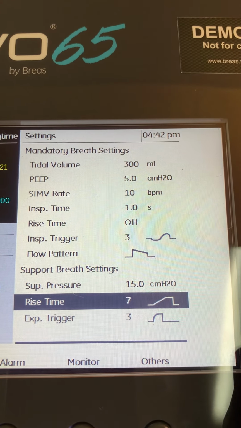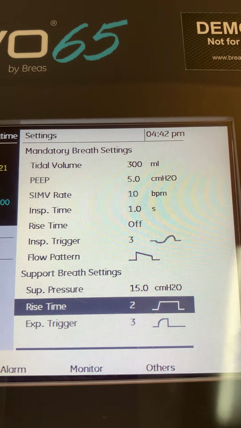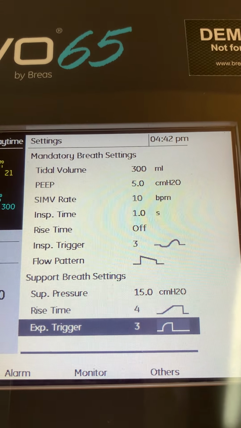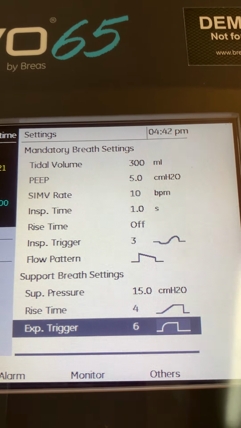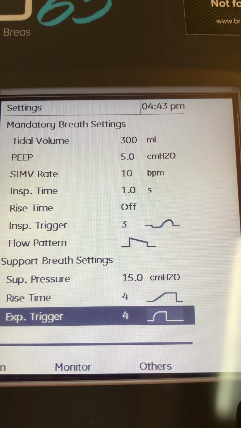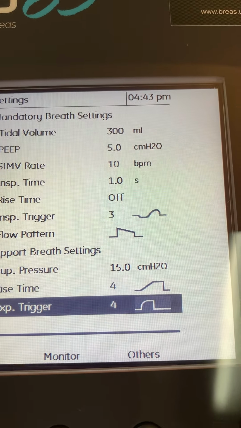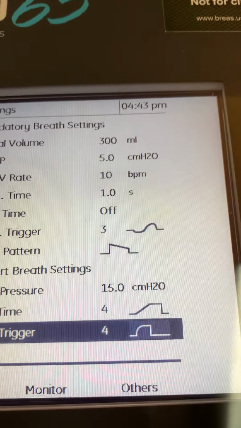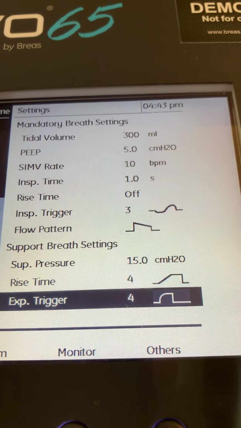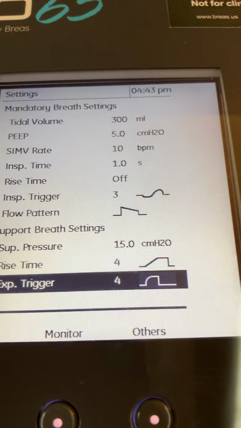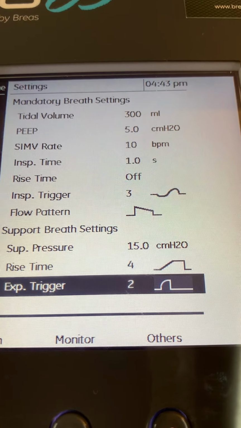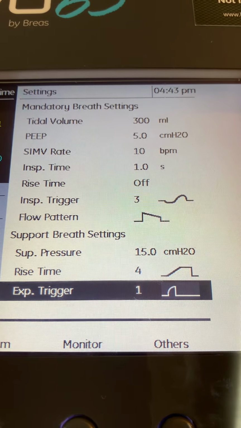The rise time, you do have the ability that during those pressure supported breaths, you can deliver faster or slower rise time. And then you also can set your expiratory trigger as well. The expiratory trigger is a flow termination. You want to make sure that the patients are cycling close to their neural cycle. So you want to take a close look at that expiratory trigger as well.